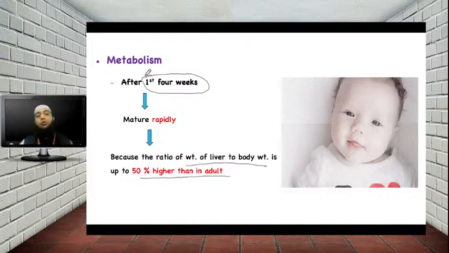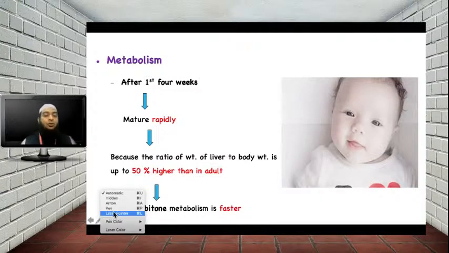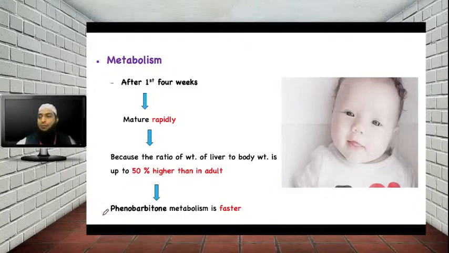Where we have seen in the case of a newborn baby, the liver was not mature, but after 1 month you can see the liver is quite mature, and rather it is much more mature as compared to an adult, because compared to the body weight the ratio is 50% higher than in an adult. Phenobarbital is a sedative and hypnotic drug, and it belongs to the category of barbiturates. So when you give phenobarbital to the patient, its effect is reduced because it undergoes very quick metabolism, and if a drug is quickly metabolized, obviously it is going to reduce its pharmacological action.